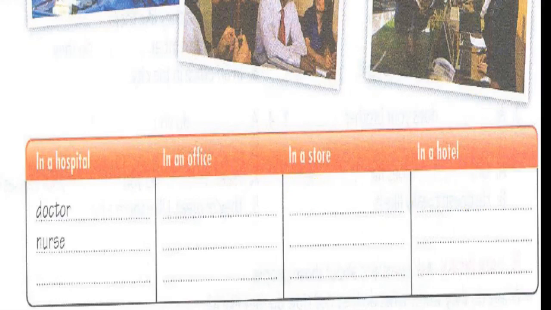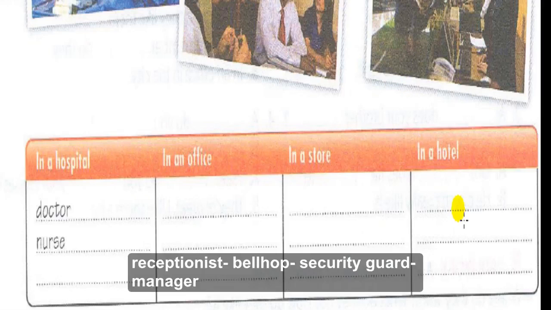Picture 4. This is a hotel. Hotel. Guests. Employees. Receptionist. Front desk agent. Bellhop. Bellhop, a person who carries bags. Security guard, manager. In a hotel, receptionist. Bellhop. Security guard, manager.